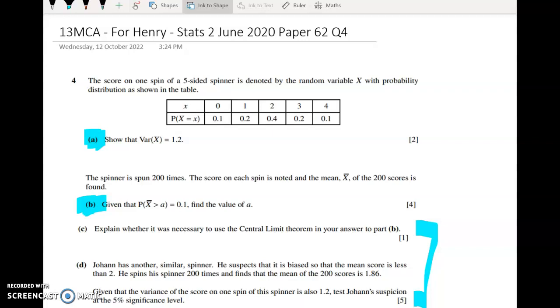We've got the score on one spin of a 5-sided spinner, and that's given to us by the random variable x, and this is the probability distribution table. So we've got the probabilities here, and we've got x here. So straight away, I'm asked to show that the variance of x is equal to 1.2.